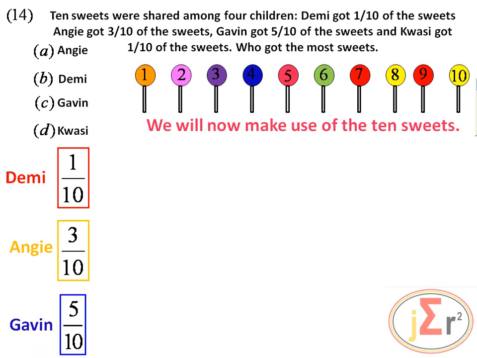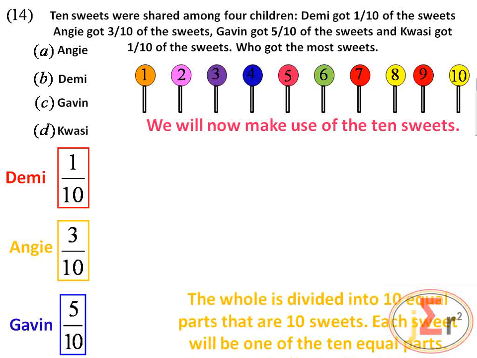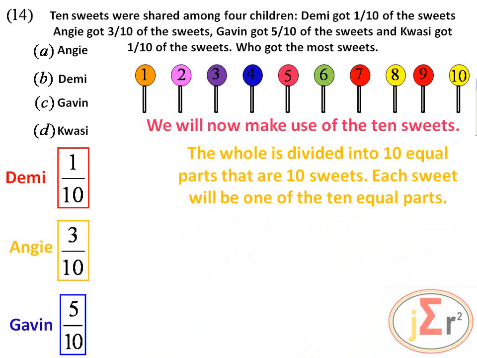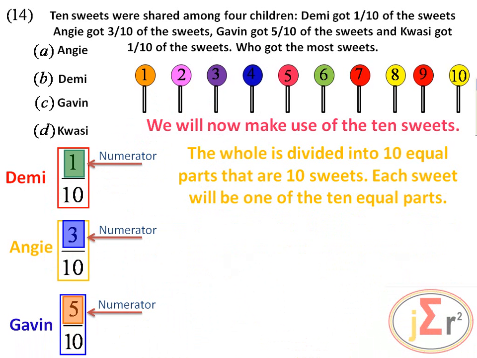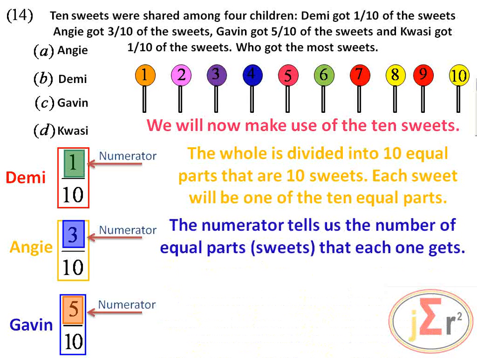So how many sweets do we have there, Jerry? 10. We have 10 of them. And those 10 sweets represent 10 parts of a whole. The whole is divided into 10 equal parts that are 10 sweets. Each sweet will be one of the 10 equal parts. The numerator tells us the number of equal parts, or the number of sweets, that each one gets.